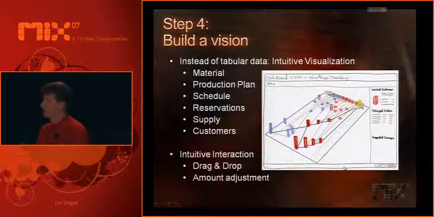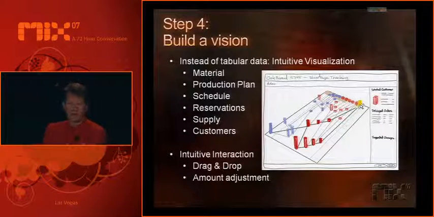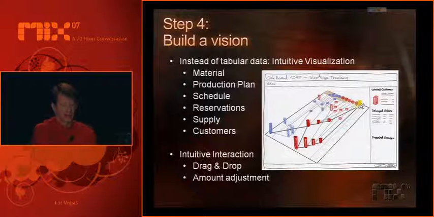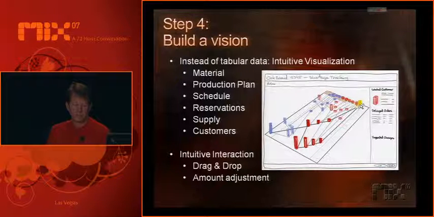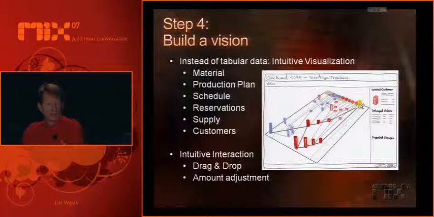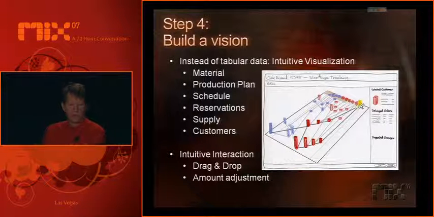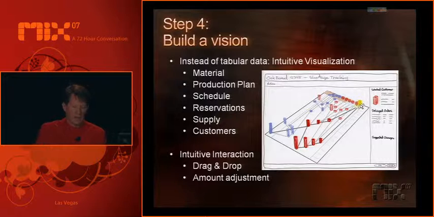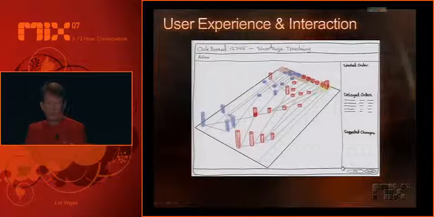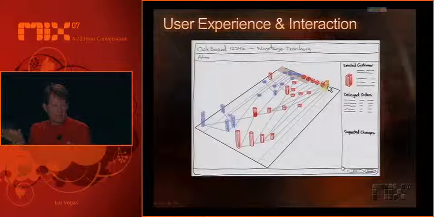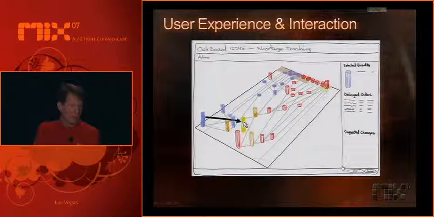So step 4 is to build a vision for how we are going to do this. These are the hand drawings that the designer on our team came up with, but instead of tabular data, we want to get to an intuitive visualization. I want to be able to see the material, the production plan, the schedule, reservations. I want intuitive drag and drop, and how am I going to do that? He put together a little visualization that is actually a number of different screenshots. So it's like, okay, I can do this. I want to be able to tilt it and see the height and how much material is in each place.